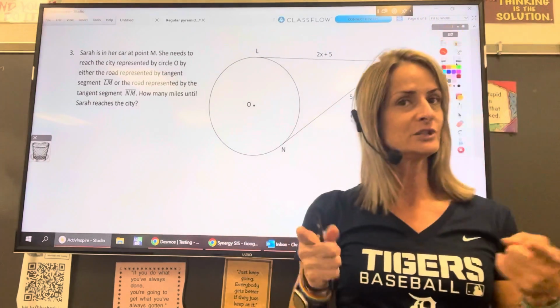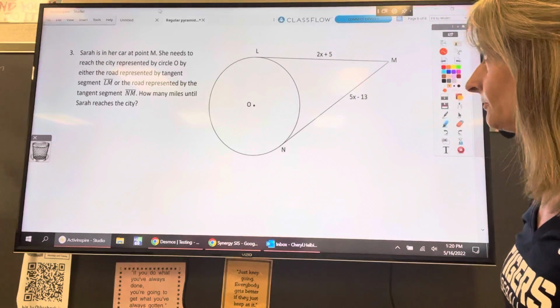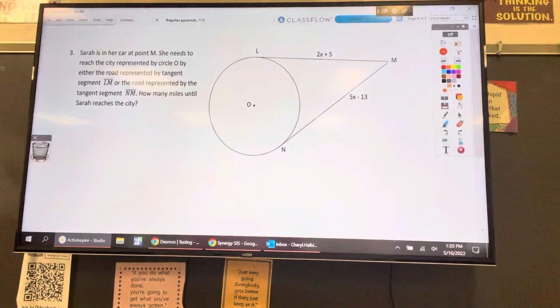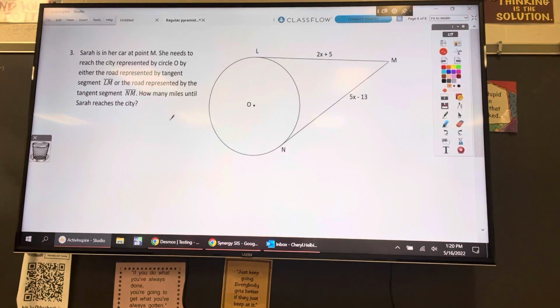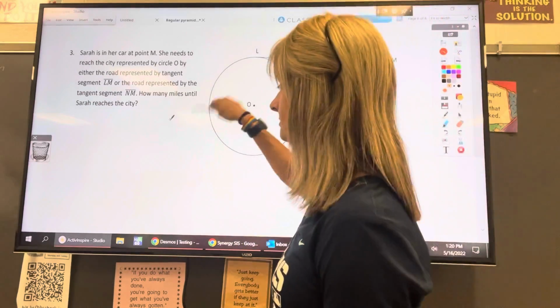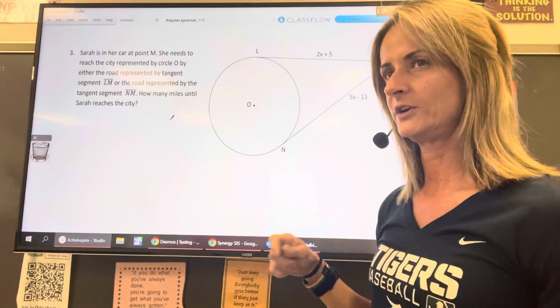This is what I call the ice cream cone problems. They're equal. Why is my mouse moving? Okay. So, where we are. It's a lot of words. This problem's really wordy.